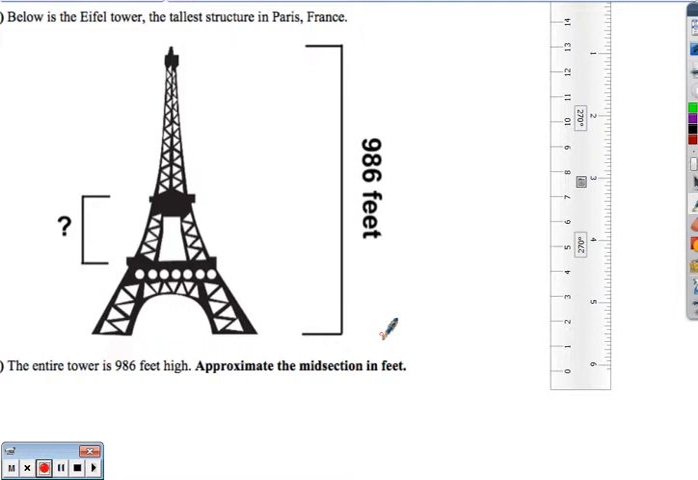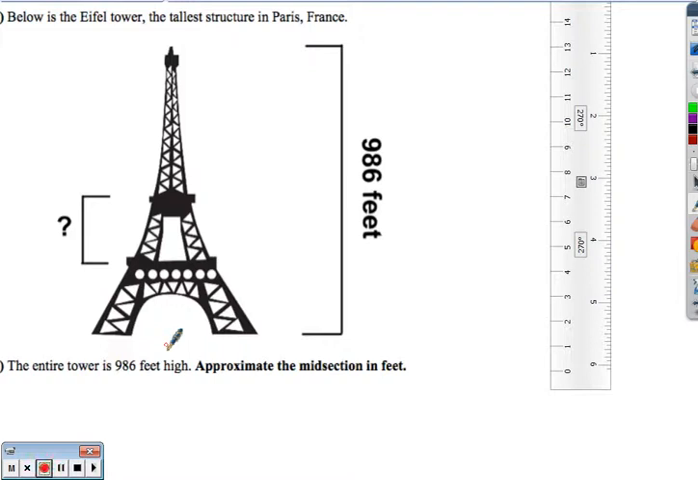Just before we begin this problem, just so you know, this is a picture. This isn't the actual Eiffel Tower. The measurements that we get here, the approximations, I don't know how accurate they're going to be because I don't think this thing is drawn to scale. It's a picture taken from the internet. But for our purposes, we're going to use this picture.